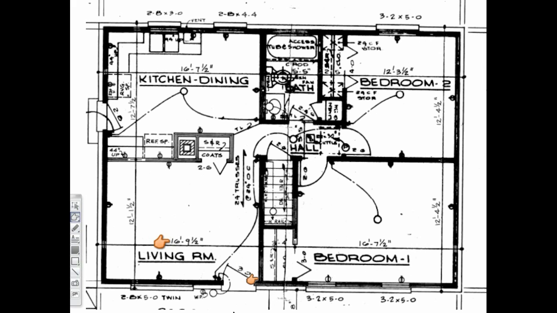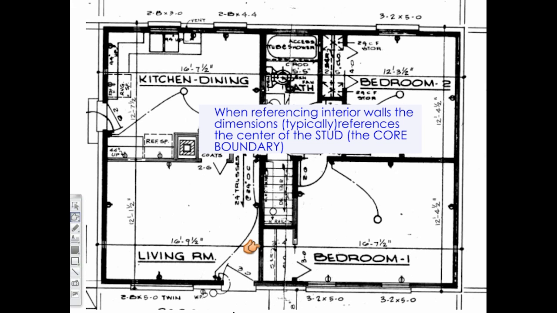The vertical wall between the living room and bedroom 1 is 16 feet 9.5 inches from the exterior wall to the center of the interior wall. When locating the placement of interior walls, the dimension usually references the center of the stud.